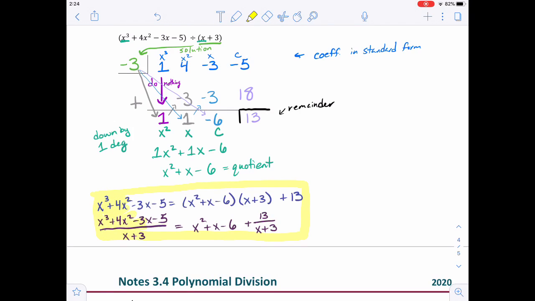Some people like synthetic division, some people don't. Synthetic division is kind of nice. It's kind of like solving by factoring. Nice when you can do it, but we can't always do it, which is sort of the disadvantage. Long division is like the quadratic formula. It always works. We can always divide using long division.